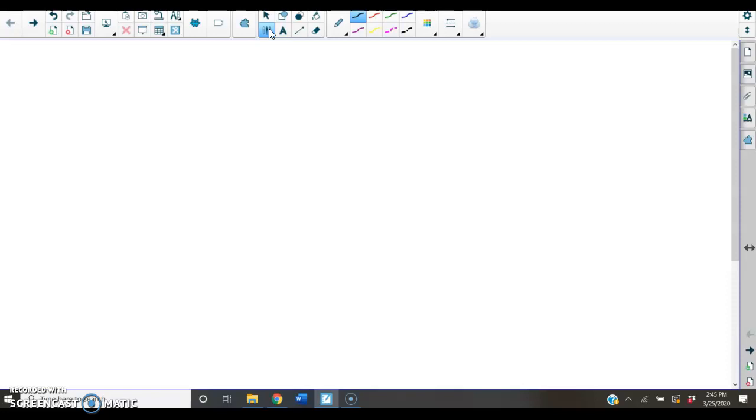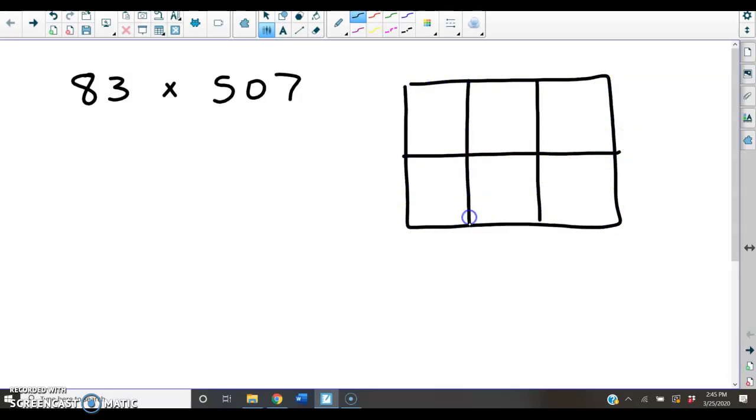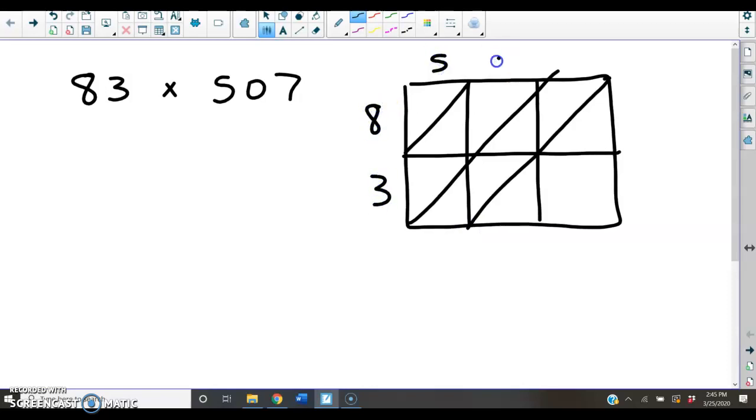First thing I want to do is split this lesson into two parts. And I'm going to remind you how we used lattice multiplication to multiply something like 83 times 507. And if you remember, we made the box and we split that and put the diagonals in so it looked like lattice. I'm not very good at drawing, but here goes my 8, 3, 5, 0, 7.